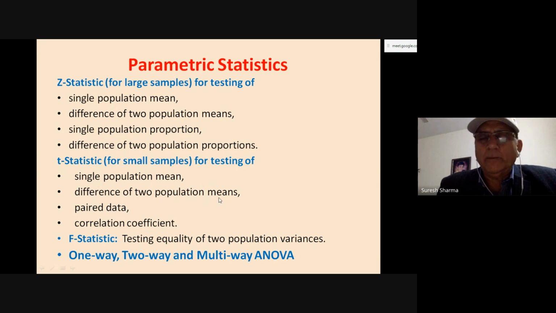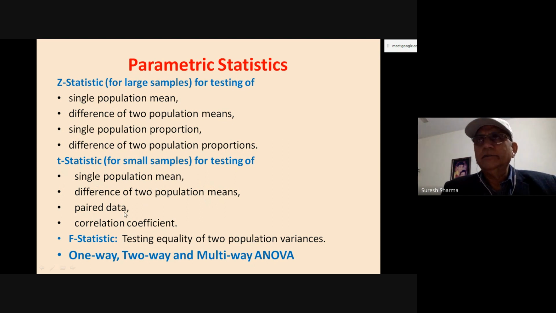Then the difference of two population means. I want to compare two different populations, the Assam population and the West Bengal population. So the hypothesis will be mu1 is equal to mu2, or mu1 minus mu2 is equal to 0, one and the same thing. Then I'll again use the t-test.